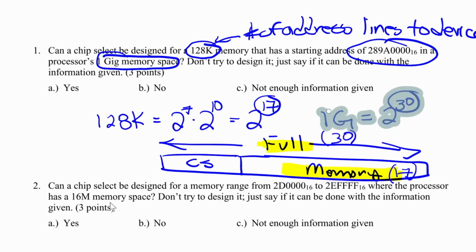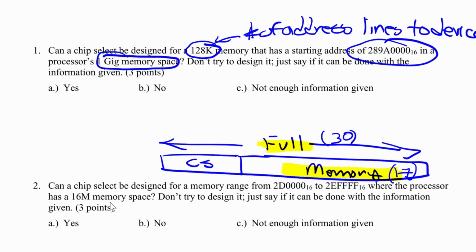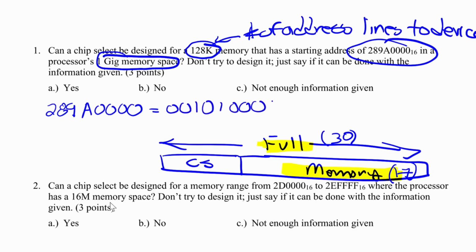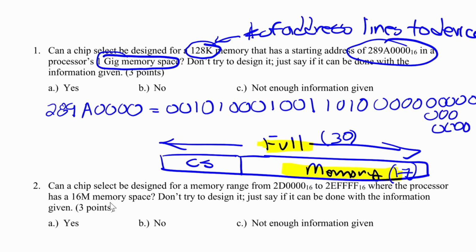Now, if we make some room up here, let's see what this 289A0000 is. That hexadecimal value in binary is 0010, 1000, 9 is 1001, A is 1010, and then we have 16 bits of zeros. Kind of ran out of room. No different than, I guess, doing it on the board.